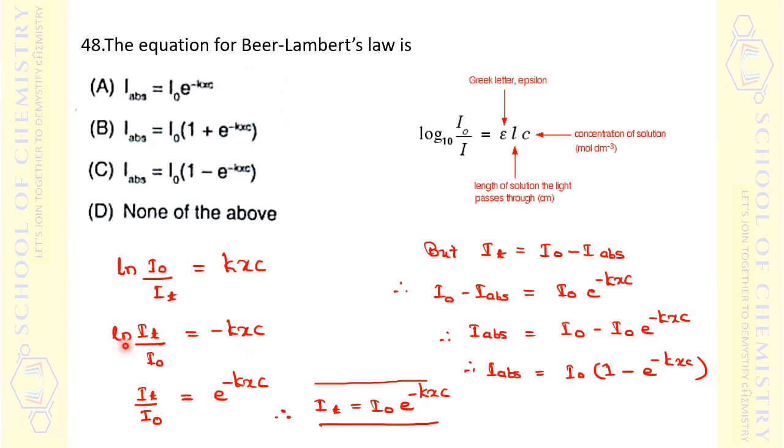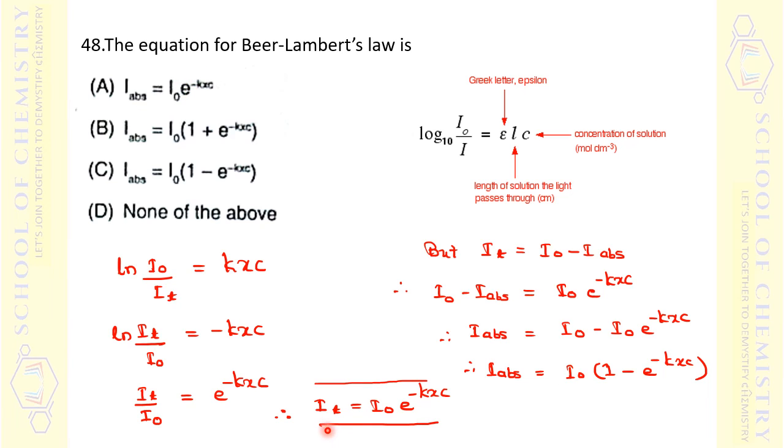Now if I remove the ln, ln IT upon I naught will be, mathematically by removing ln, e raised to minus kxc, right? And now if I bring this I naught here, IT will be equal to I naught into e raised to minus kxc. In fact, if you look at the logarithmic form of Beer-Lambert's equation, it is usually this form which will be given. IT is equal to I naught into e raised to minus kxc, and you can find a similar format here, and therefore many of you may be confused that this is the correct answer.